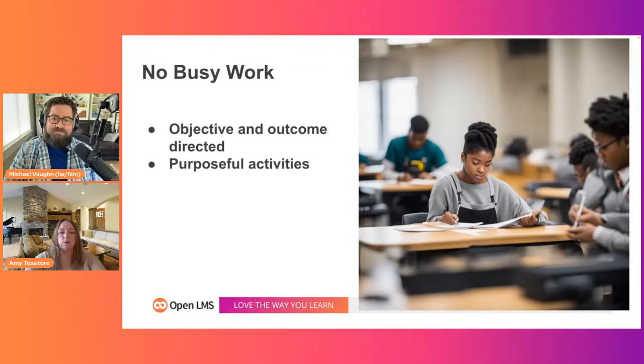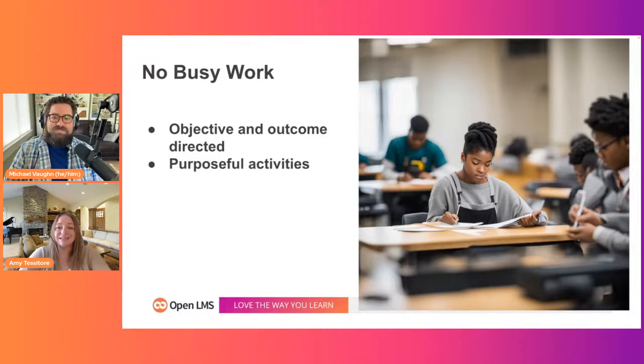So we create busy work, and busy work is just work that we create for the sake of having work. It reminds me of meetings for the sake of meeting, things where we didn't need to meet. It could have been an email. Busy work is very similar. It doesn't need to be in your course. People could go out and do those things on their own if they wanted to.